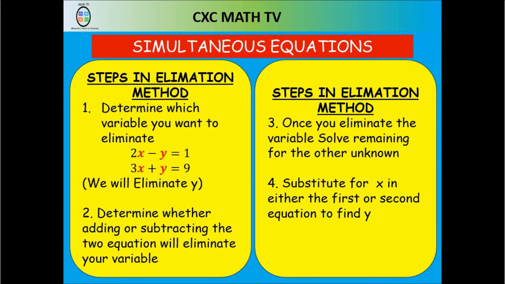In step 2, you determine whether adding or subtracting will eliminate the variable you want. Once you eliminate that variable, step 3, you then solve the remaining equation to find the other unknown. And step 4, we substitute that value found in order to find the next variable. I know the steps sound confusing, but when we see it in an example, it will all make sense.